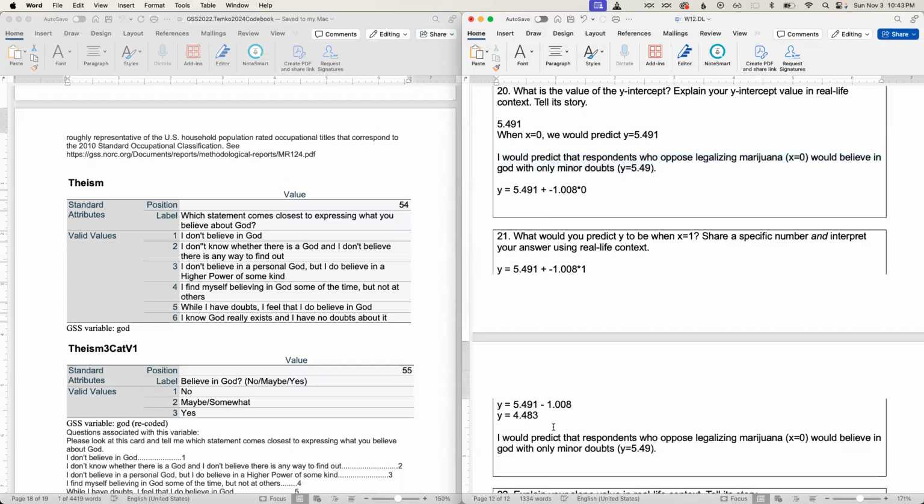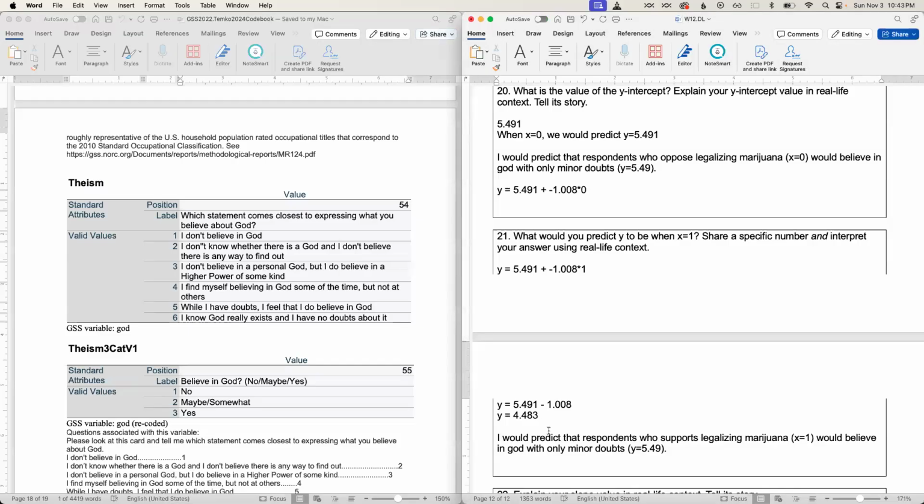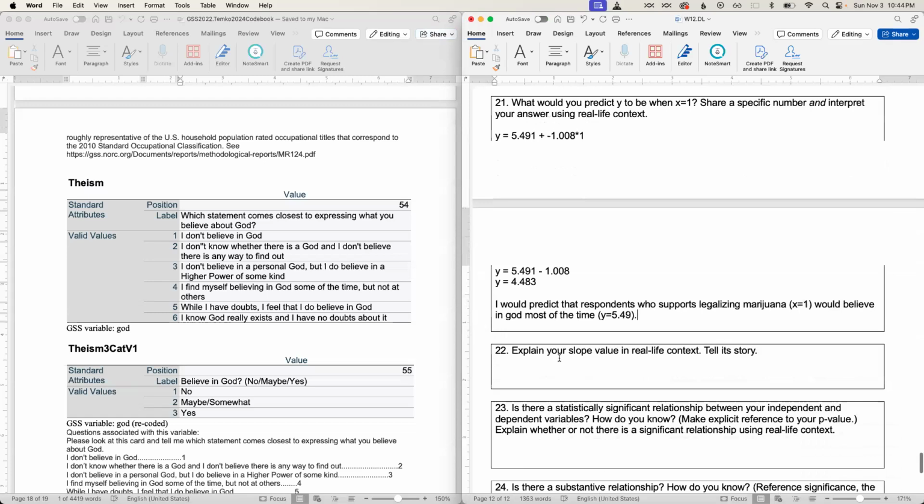I would predict that if x equals 1, so someone who supports legalizing marijuana, would be between a 4 and a 5. So between sometimes and with doubts. So why don't we say would believe in God most of the time. Okay. Or we could say often, but with minor doubts, something like that.